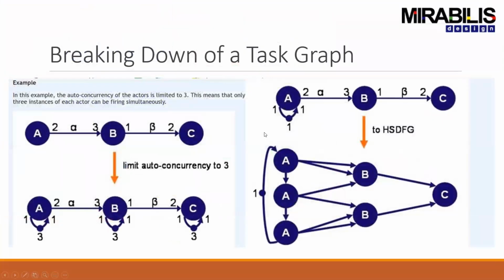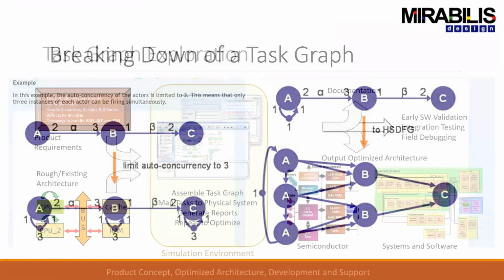So now going back to the system here, once you break it down, the important thing is the scheduling, the mapping, the data input rates, and the queuing. All of these have to be taken into consideration to get a good feel for your task graph.